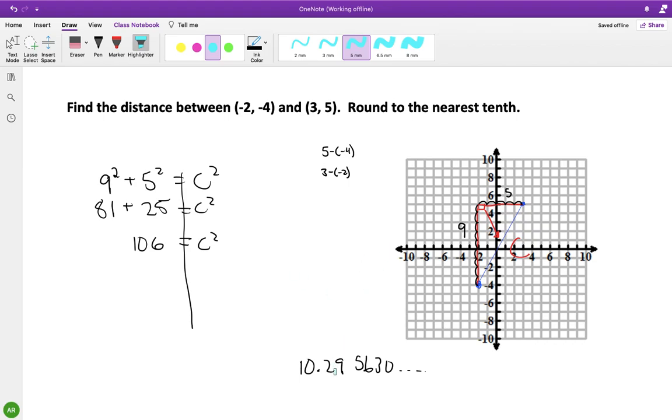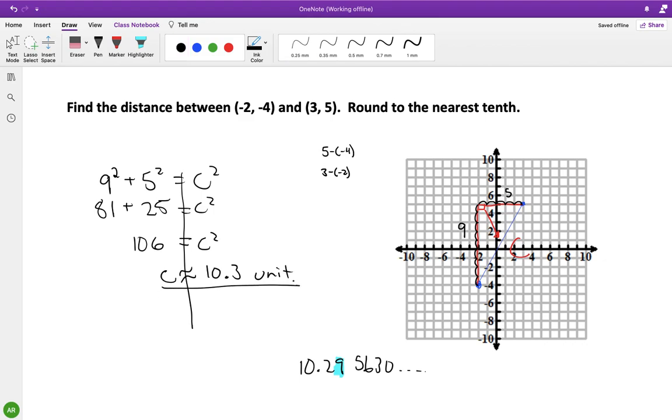Okay, so I'm rounding to the tenth, which means I need to look at the hundredths spot. That is 5 or greater, which means I'm going to round the 2 up to a 3. So my final answer would be c is approximately 10 and 3 tenths of a unit.